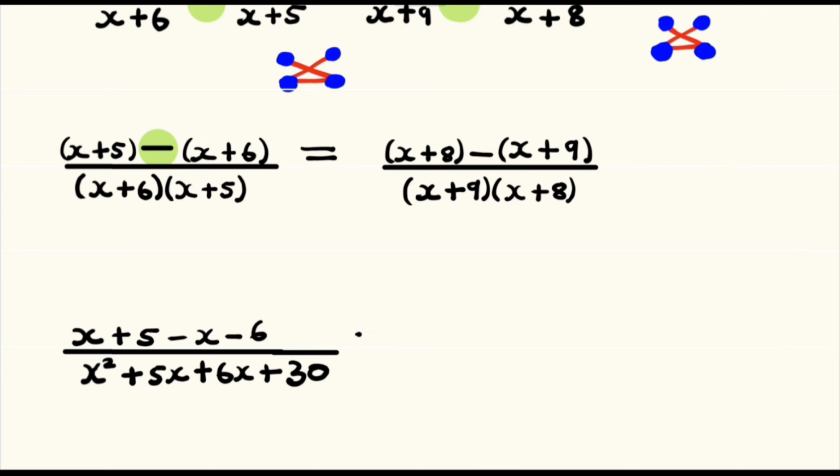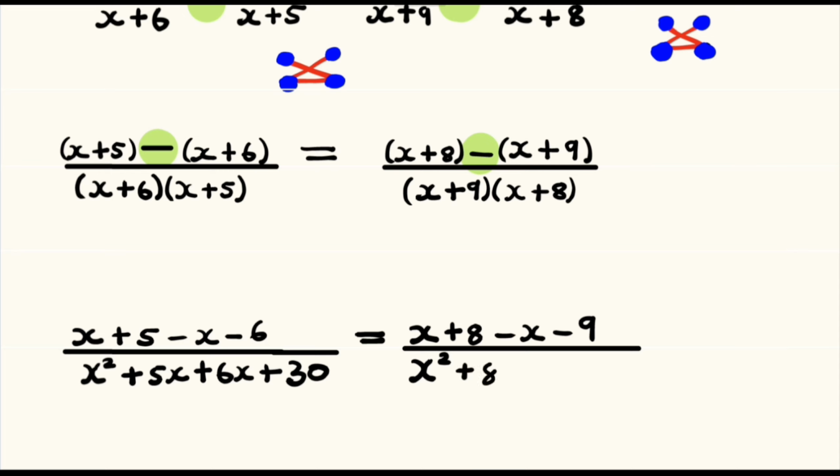And on the right hand side, our numerator will be equal the x plus 8. We distribute that negative, so negative multiplied by x is equal negative x. Negative multiplied by 9 is equal negative 9. In the denominator, we start by distributing that x, so x multiplied by x will be equal x squared. X multiplied by 8 will be equal to 8x, and 9 multiplied by x is equal 9x, and 9 multiplied by 8 is equal 72.